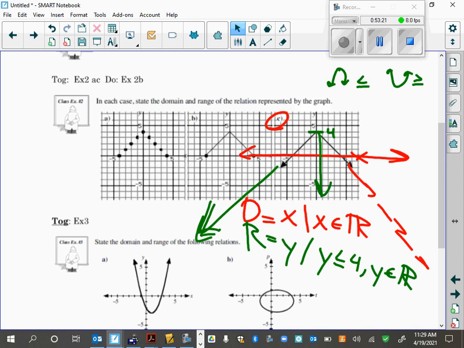We'll come back with example 3. And then we'll talk interval notation, which is -infinity to infinity. Square brackets or round brackets? Dun, dun, dun. To be continued.